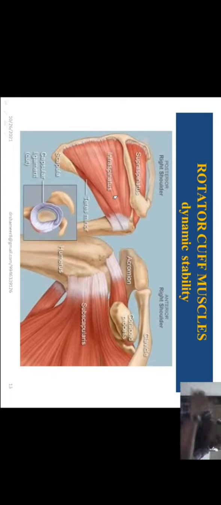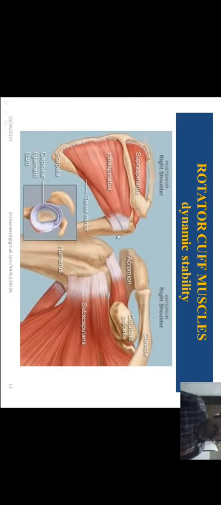Okay, then from the back there is the infraspinatus and teres minor. By contracting the infraspinatus and teres minor, there will be external rotation of the shoulder. The infraspinatus starts from here and teres minor starts from here, and they attach from the back to the anterior aspect of the greater tuberosity. So with the contraction of infraspinatus and teres minor, there is external rotation of the shoulder.